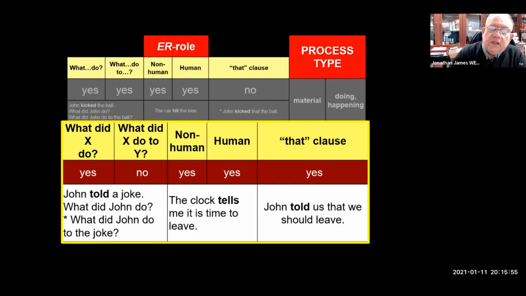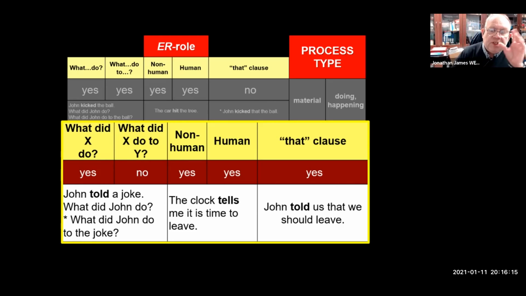Can a non-human object communicate? The clock tells me it is time to leave. Yes, that's okay. It can be non-human or human. Can it take a that clause? Yes, John told us that we should leave.